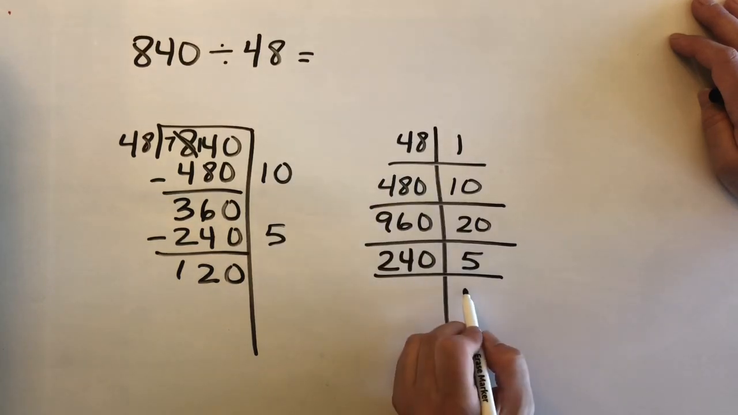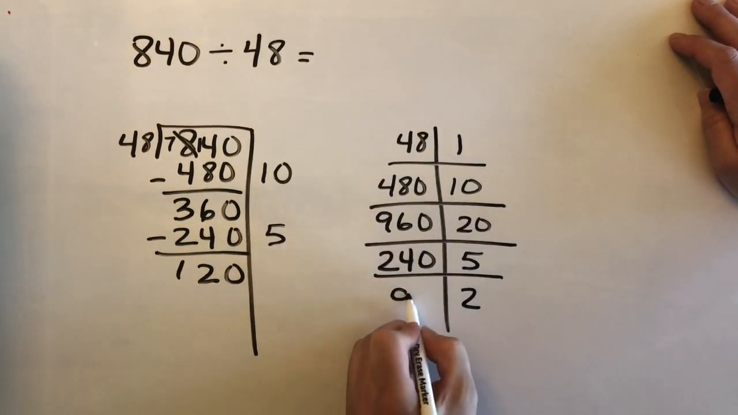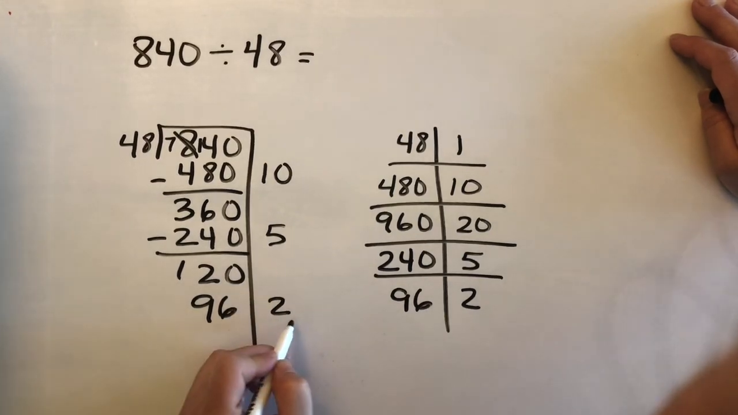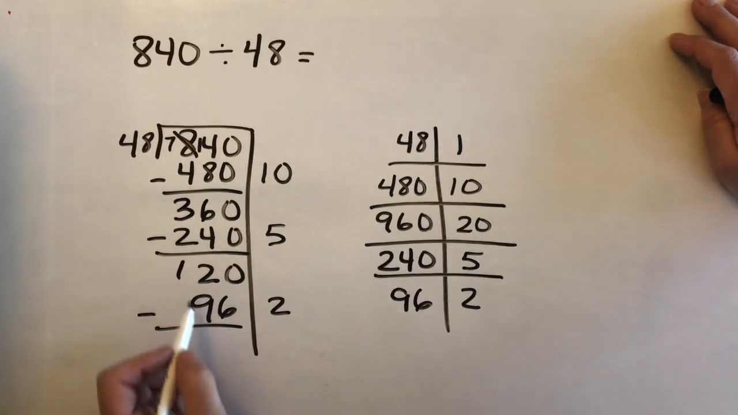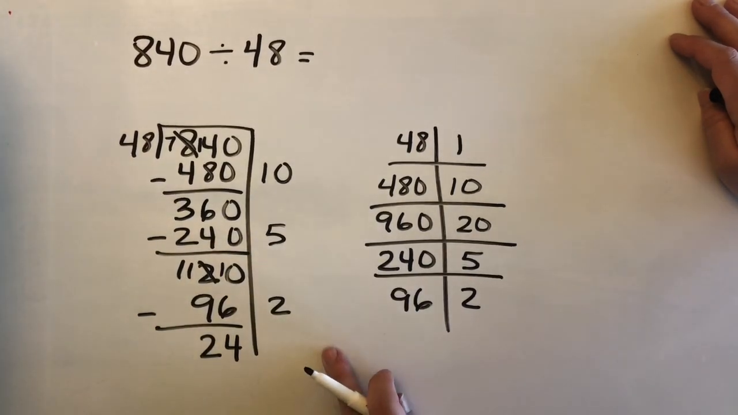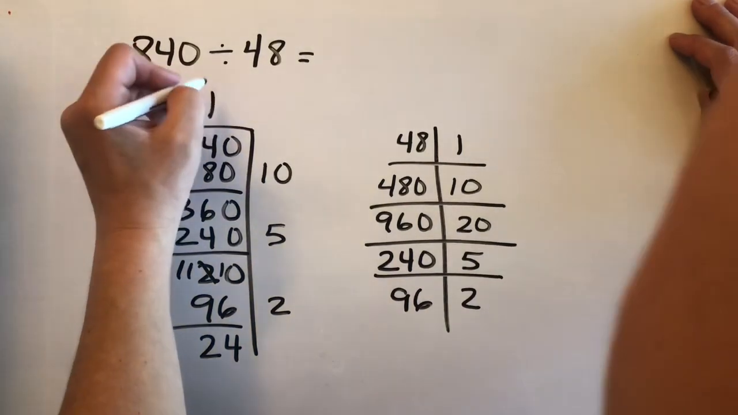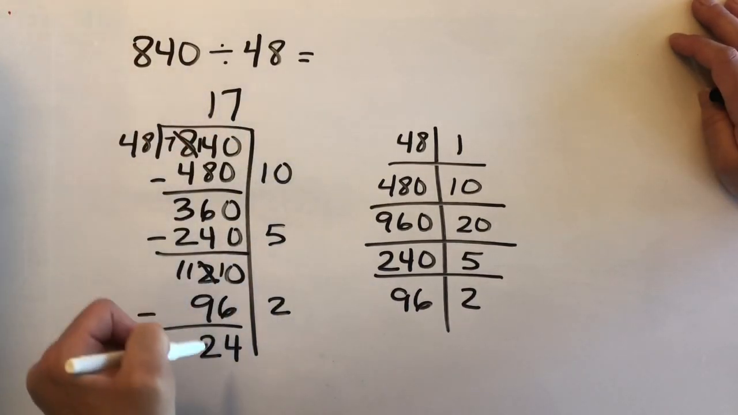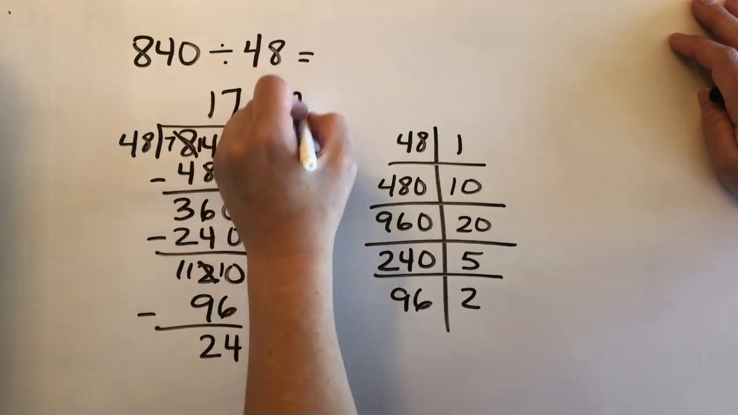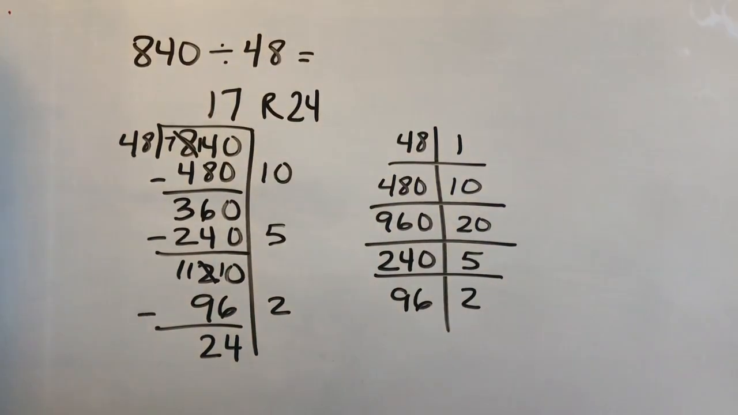If I double 48, that would equal 96. So let's do 2 groups. And that equals 24 remaining. So this is 17 with a remainder of 24. Okay, so let's talk about this.